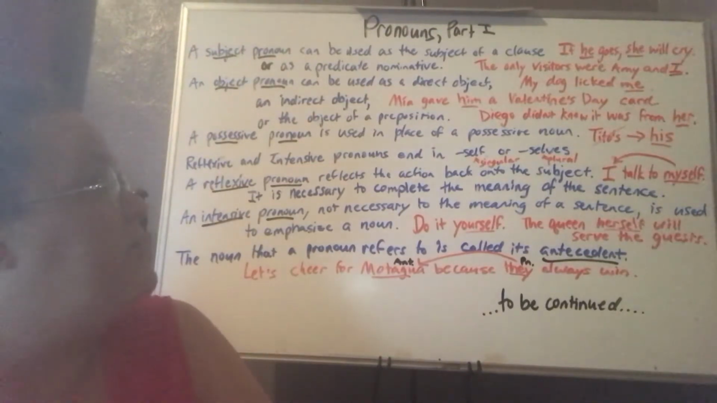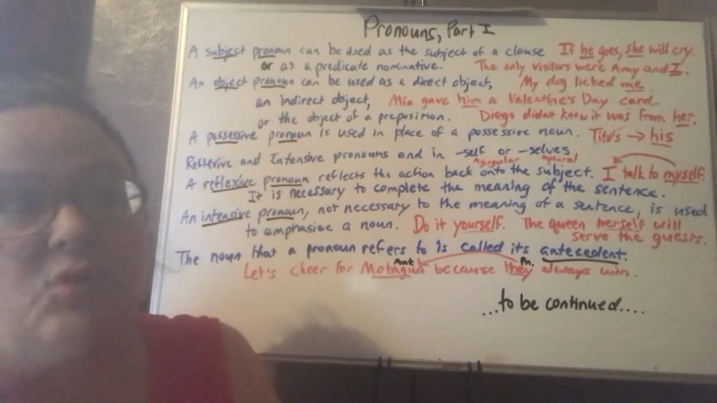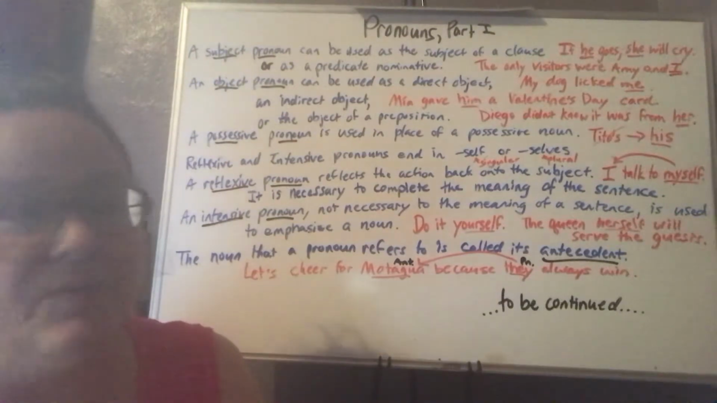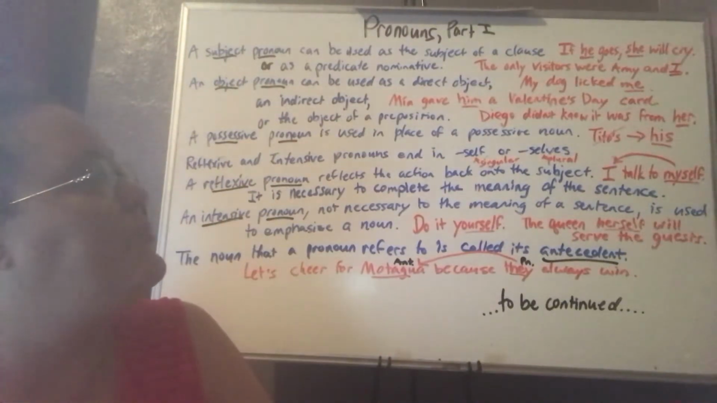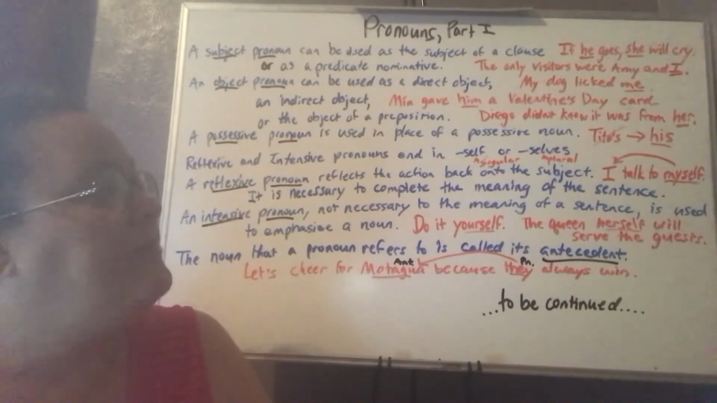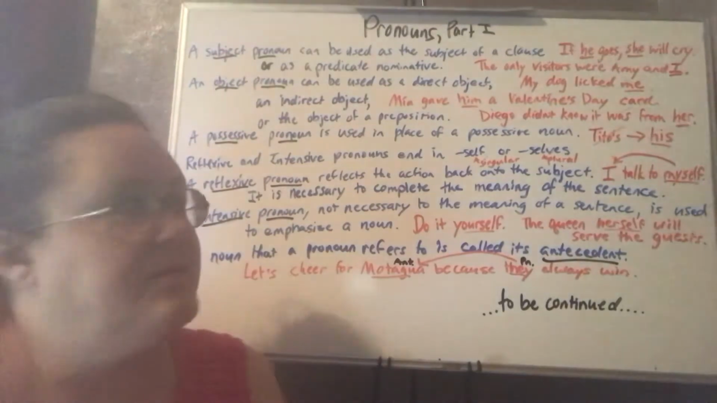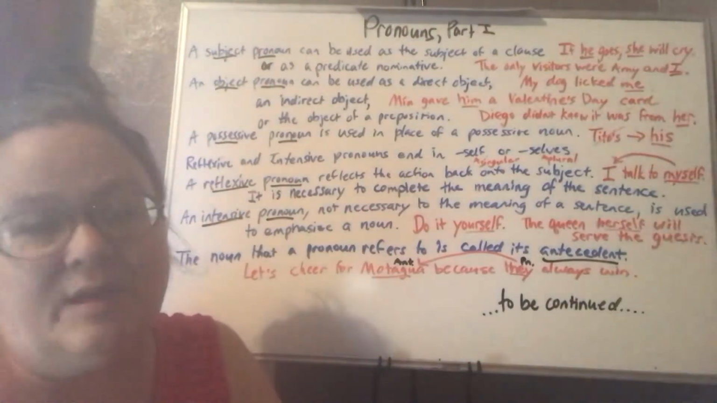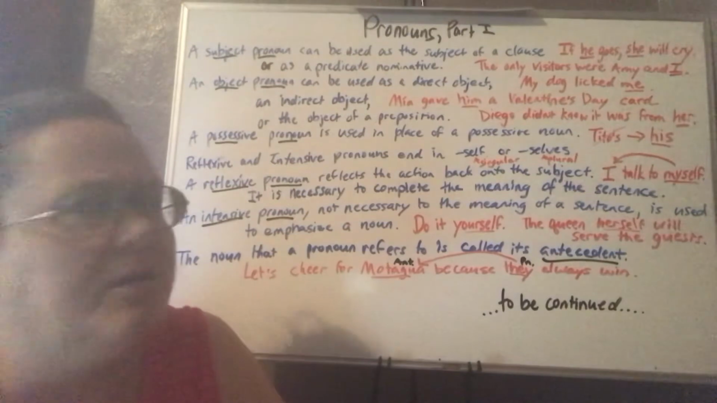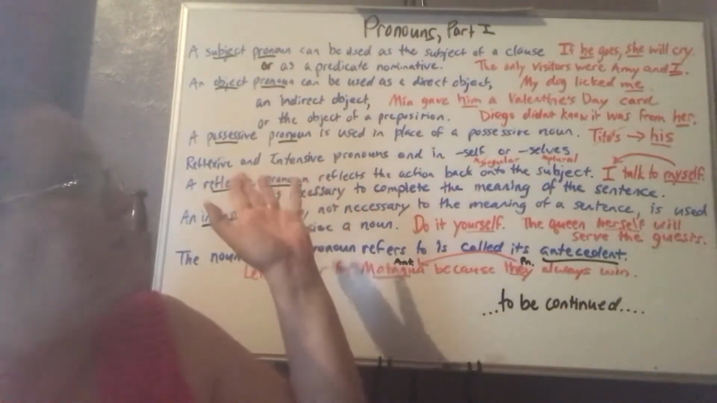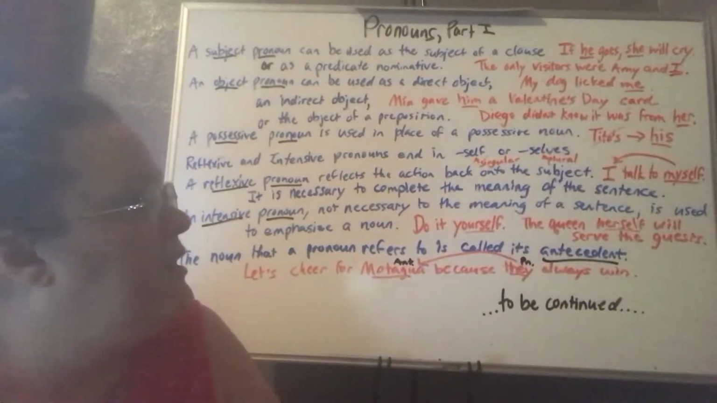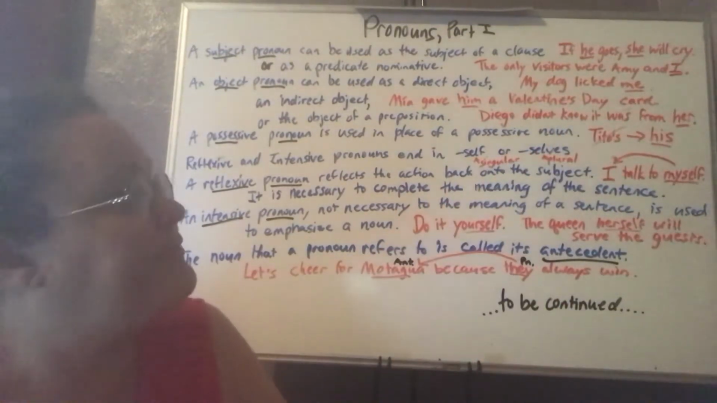An object pronoun can be used as a direct object, an indirect object, or the object of a preposition. So basically not the subject, and not showing ownership. For example, my dog licked me. Me is the direct object of the sentence, and so it would be wrong to say my dog licked I. It would also sound weird. So me is an objective pronoun put in an objective place, as the direct object.